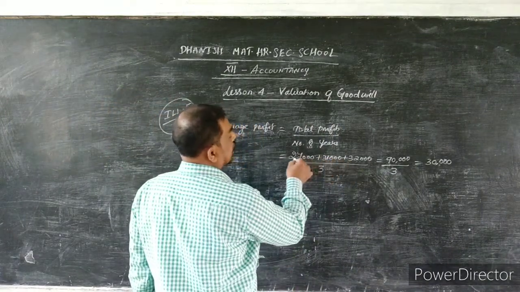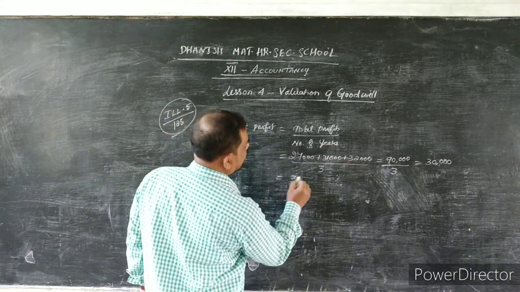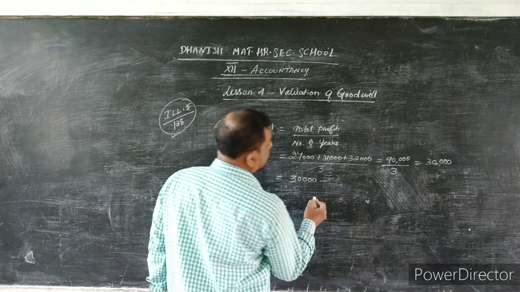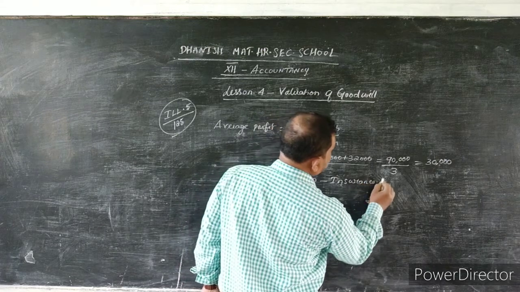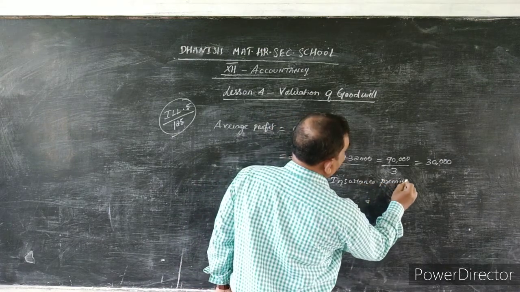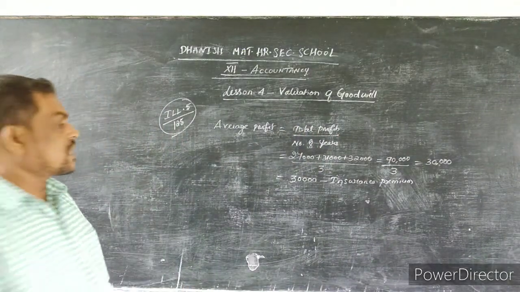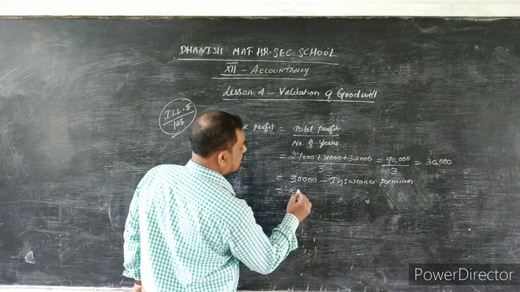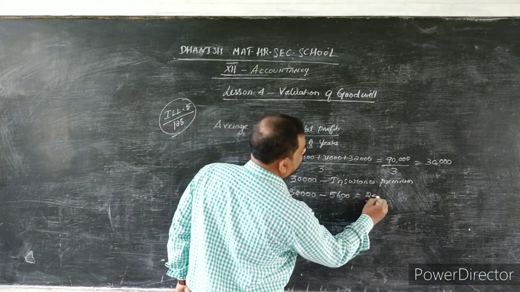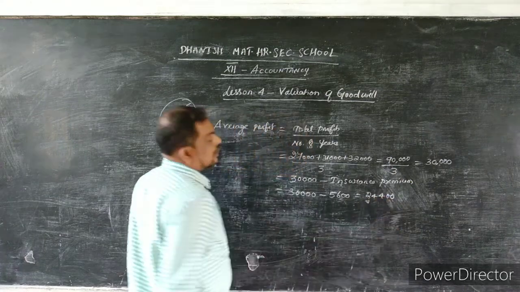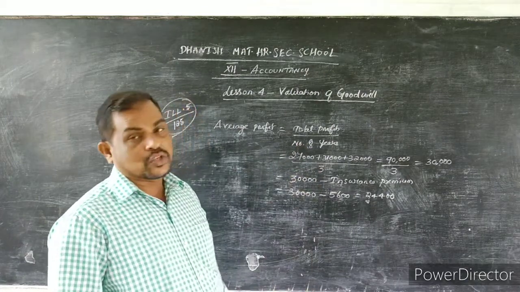So 30, 60, 80, 90. So this is the average profit. From the average profit 30,000, we have to deduct the insurance premium. How much are they going to pay as insurance premium? Rupees 5,600. From 30,000 we deduct rupees 5,600. We'll get 24,400. This is the actual average profit after deducting the insurance premium.